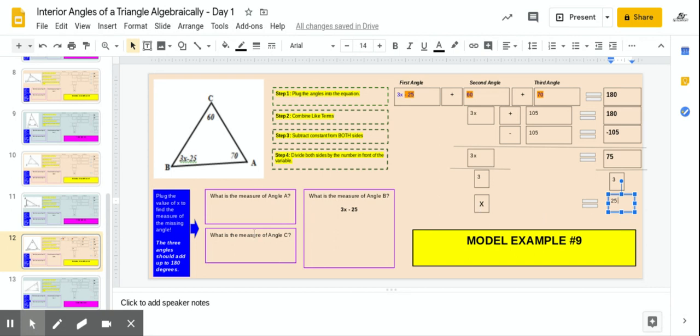Okay, now I'm going to come to these text boxes and figure out the measures of all these angles. So what is the measure of angle A? Well, simply look at your diagram. I gave you the measure of angle A, which was 70 degrees. What is the measure of angle C? Again, look at your picture. I gave it to you. It's 60 degrees. And what is the measure of angle B, which is the algebraic expression? So it's 3x minus 25. I now know what x is equal to, so I'm going to plug in 25 where I see x.